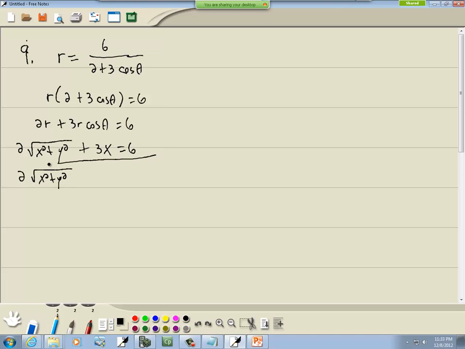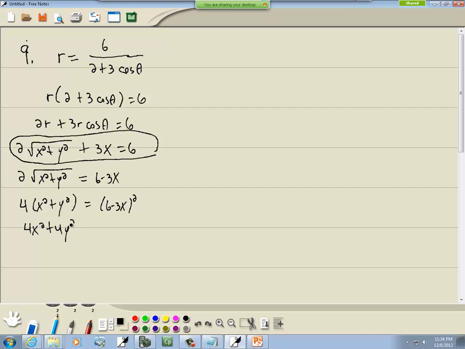Though technically this is in the form they're saying. Take 3x over, so I get 6 minus 3x. Square both sides. When I do that, I got a number out in front. I have to square the number and square this. So this becomes 4 times x squared plus y squared equals (6 minus 3x) squared, which gives us 4x squared plus 4y squared equals, when I multiply this all together, I get 36 minus 36x plus 9x squared.